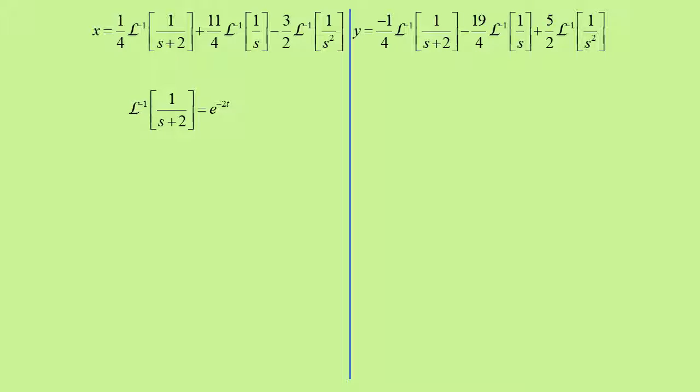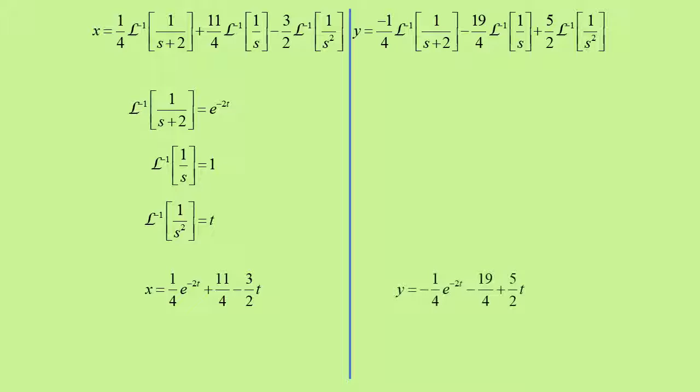The 1 over s plus 2, e to the negative 2t. The 1 over s, that's just the 1. The 1 over s squared, that's a t. And that gives us our solution for x. And then the ones that you see over here on the right-hand side are the same things, so they're just going to have different constants on them.